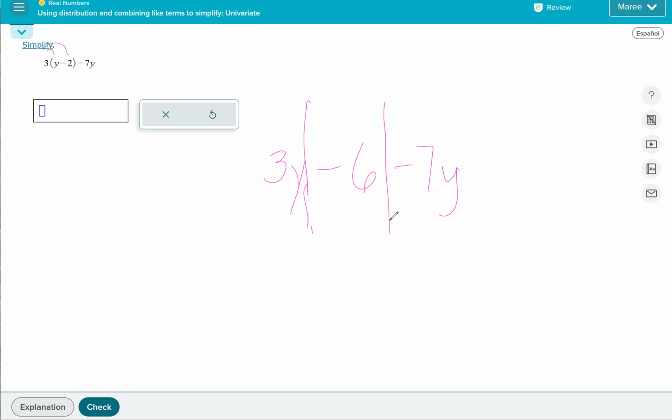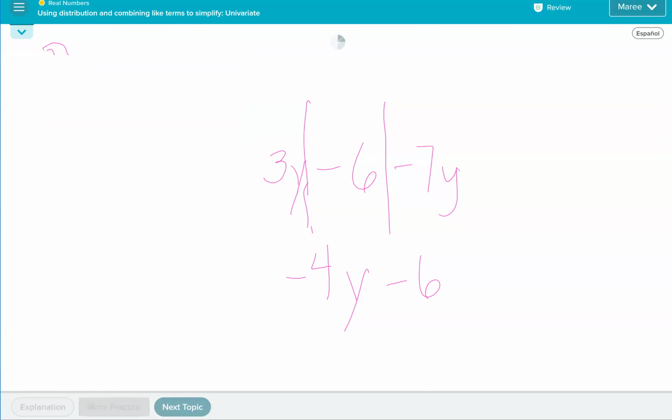So we need to combine the two terms that have a y. So negative 7y and 3y are opposite signs, so we subtract. 7 minus 3 is 4. Because negative 7 is farther away from 0, or the absolute value is greater than 3, then our answer needs to keep that negative sign, and we also need to keep the y. And then we have minus 6. So our answer is negative 4y minus 6.